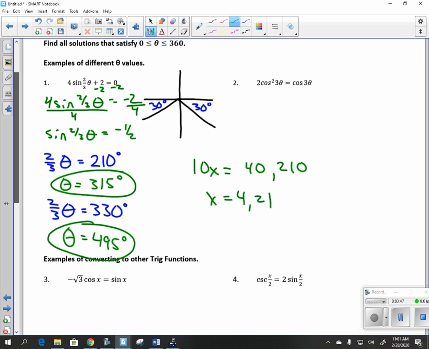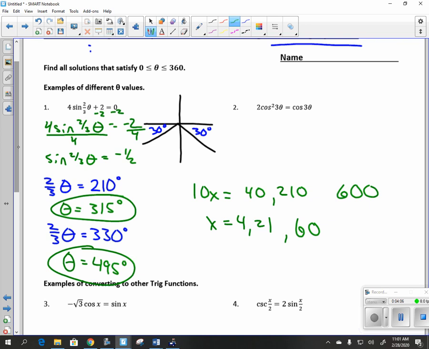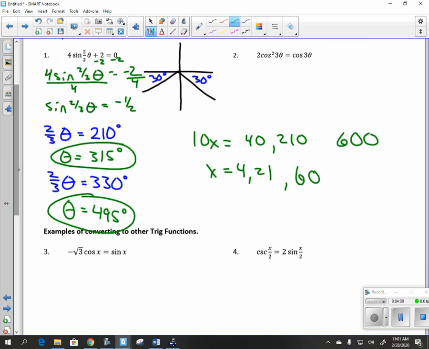Well, you might have a few more then, right? If they ended up as small as 4 and 21, you might be able to add more than just 40 and 210. Like, for example, if you came up with 600, take 600 divided by 10, you get 60, right? So I'm not going to make you do that. When the directions say solve for theta between 0 and 360, I want you to make sure that your initial setup results between 0 and 360, okay? So we could stay true to the directions. We simply just don't have time to devote to that. And it's really not necessary for us. The application doesn't come up.